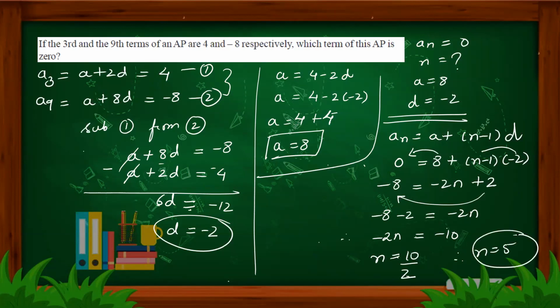Now yes, n is a natural number. So hence, you have to write the statement at the end. Hence 0 is the fifth term of the given AP. Right? Okay.